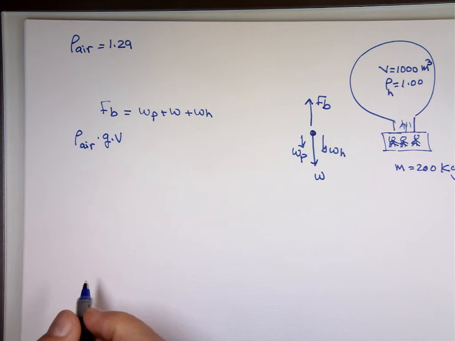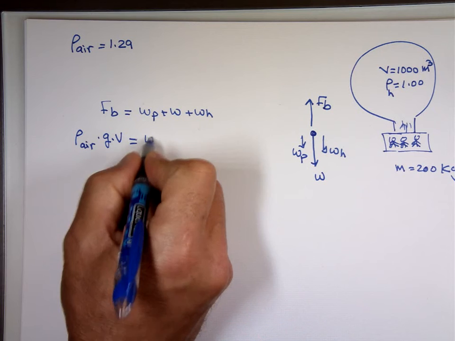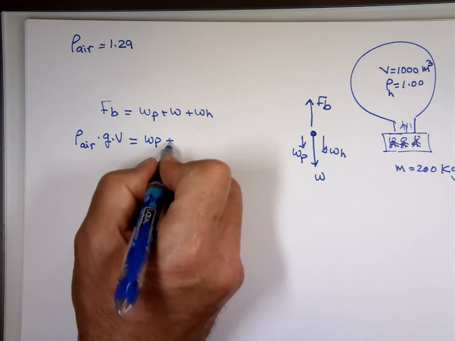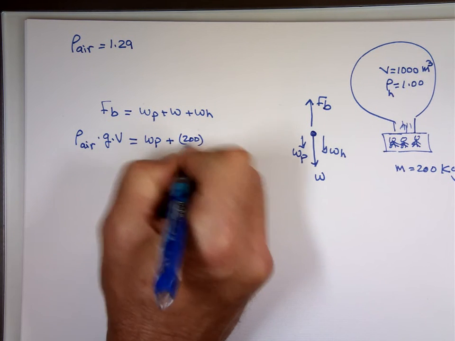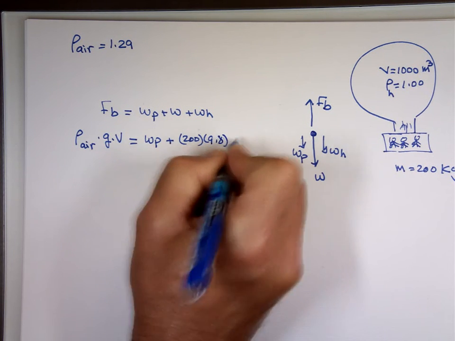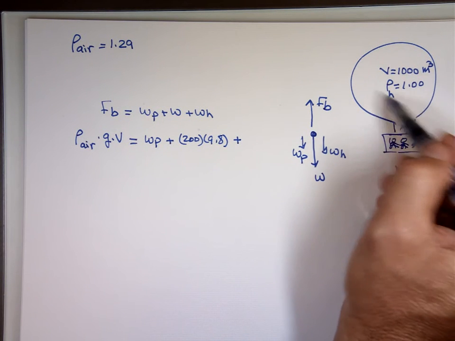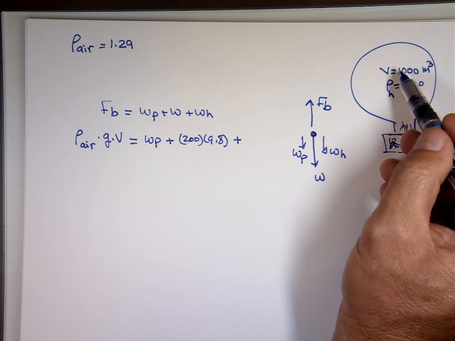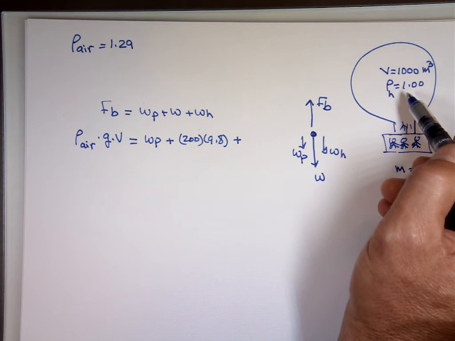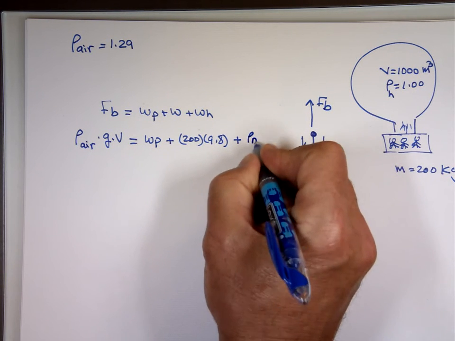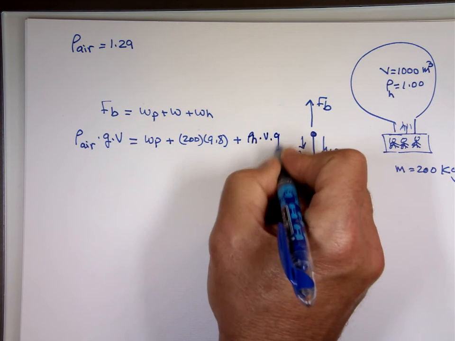The weight of the people, we'll leave it as the weight of the people, we'll figure out what that is. The weight of this has a mass of 200 kilograms, 200 times 9.8, plus what about the weight of the air inside the balloon right there? Which is the mass times gravity. Well, we don't know what the mass is, but we know it's rho for the hot air balloon times the volume times gravity. Mass times gravity of the hot air.